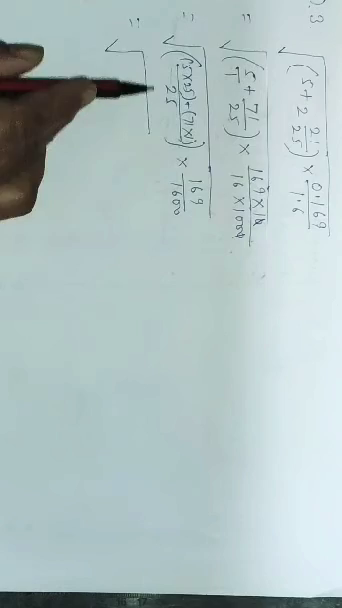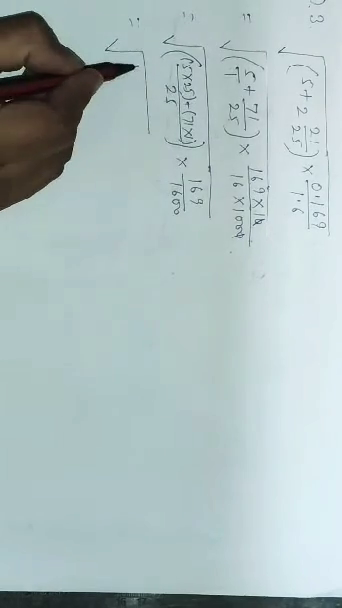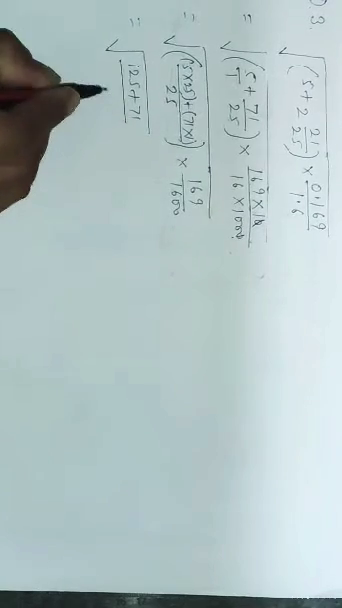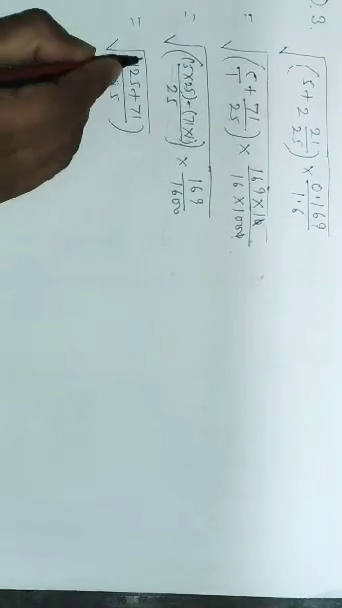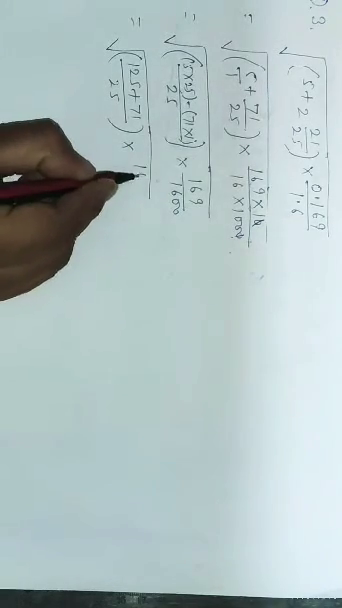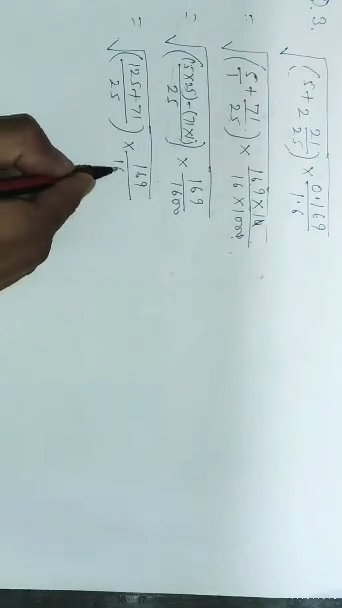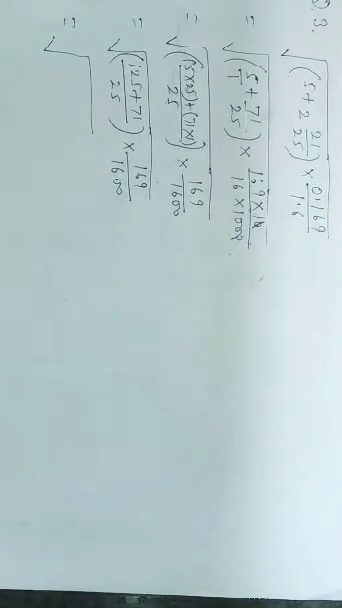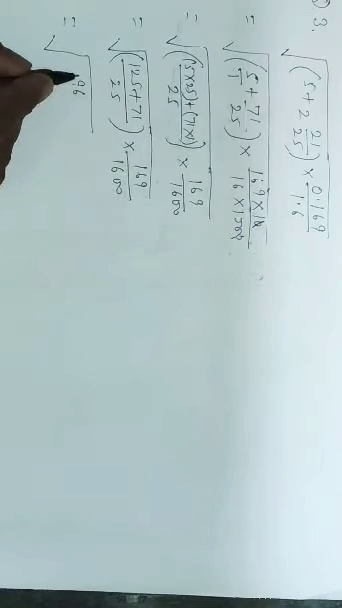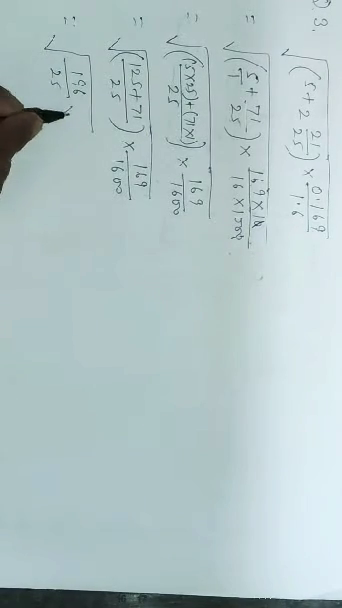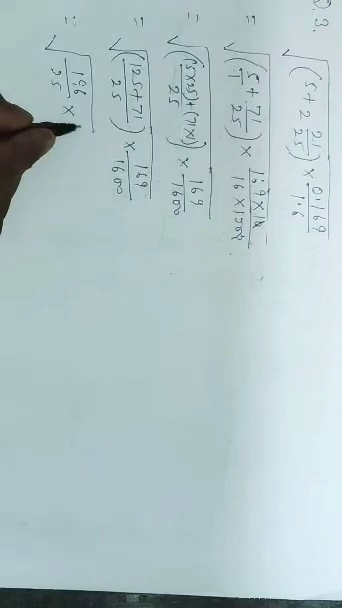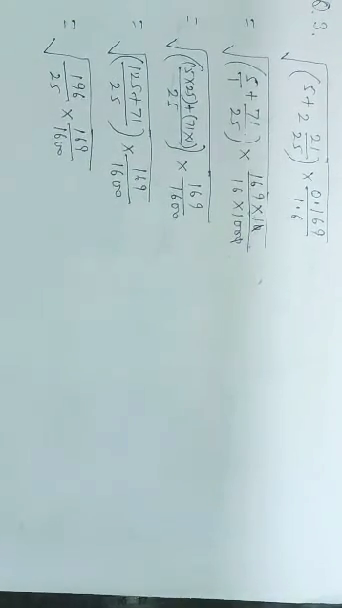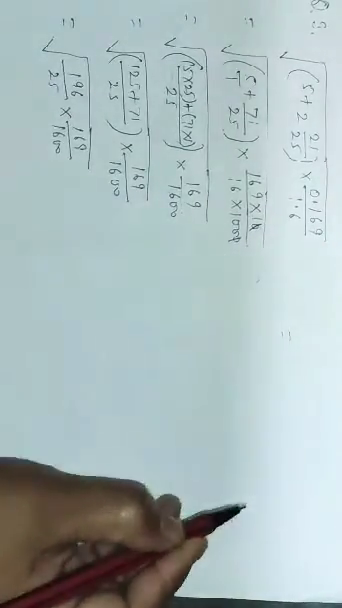Next step, 5 into 25, 125. 71 into 1 is 71 by 25 into 169 by 1600. Now add 125 and 71. So it's 196 by 25 into 169 by 1600. Now I'm solving it here.